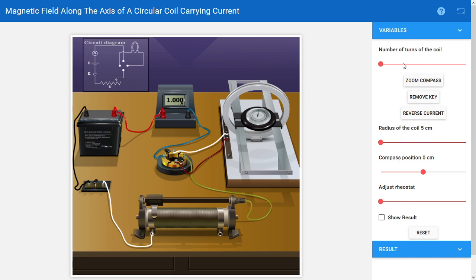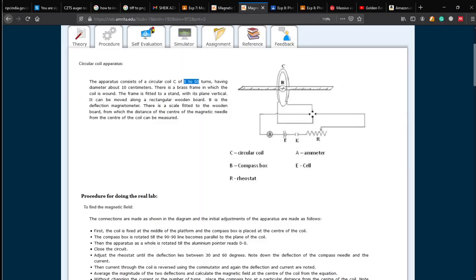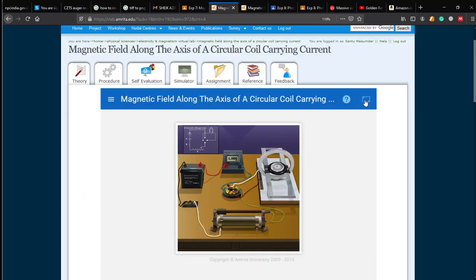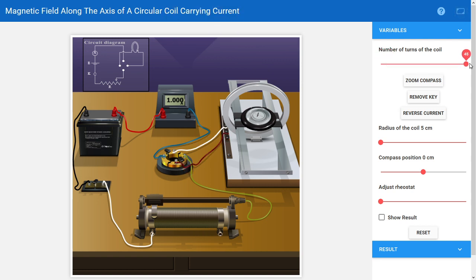Now we can choose any type of things from here. For example, the number of turns of the coil starts from 10 to 45, as I mentioned earlier in the procedure section. You could find that it is given as 5 to 50 turns, but in the actual case it is 10 to 45. So let's keep it at 25.